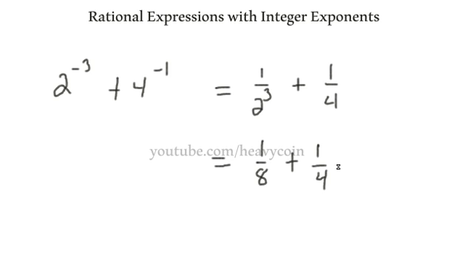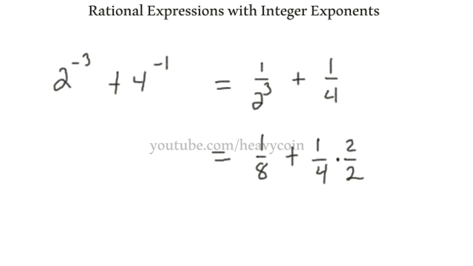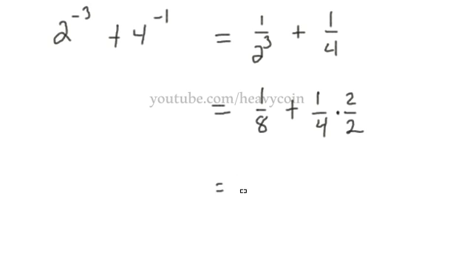Now we got to get a common denominator. I'm going to multiply 2 over 2 here, and this becomes 1/8 plus 2 over 8. Now we have a common denominator, so we end up with 3/8 is our answer after simplifying all of this.